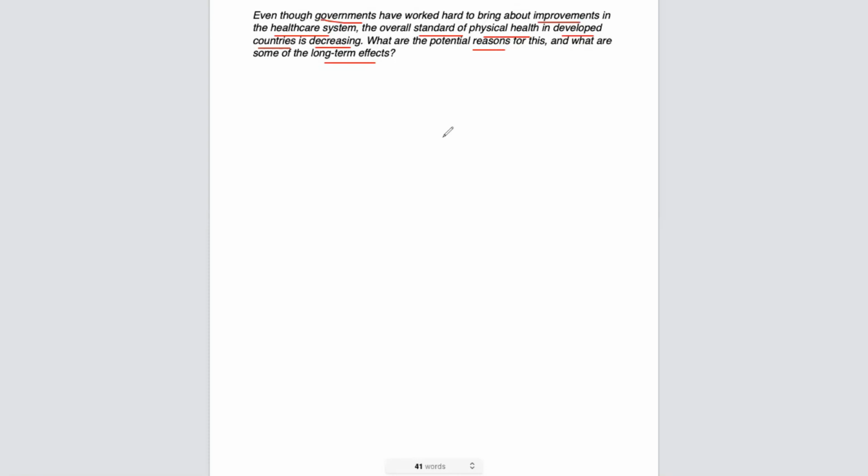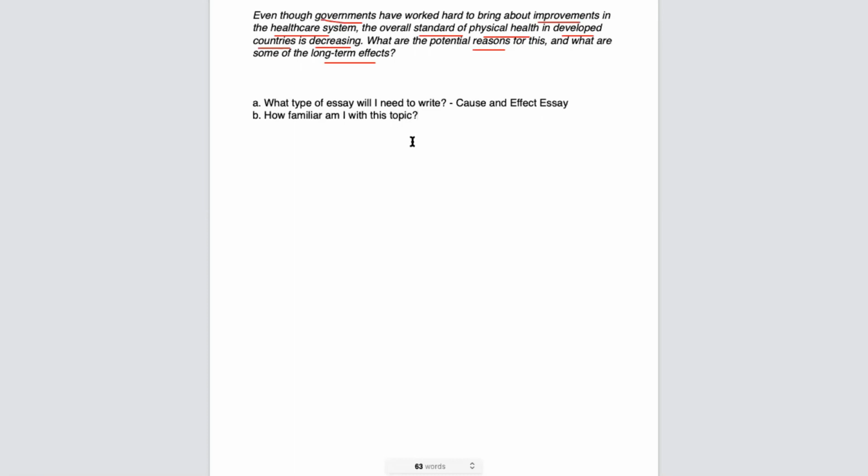But before we get into our outline, I want you to ask yourself 2 questions, and I'll go ahead and write these questions. The first one you want to ask yourself is, what type of essay will I need to write? And as we talked about, this is going to be a cause and effect essay because you have your reasons and you have your effects. So that's the first thing you need to ask yourself. The second thing you want to ask yourself is, how familiar am I with this topic? The topic being governments and physical health and improvements in the healthcare system in general.